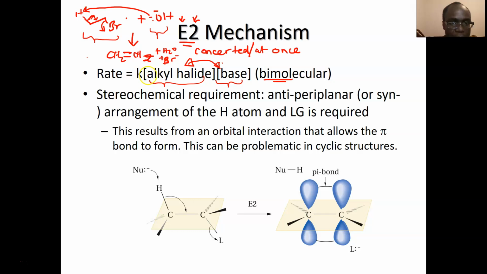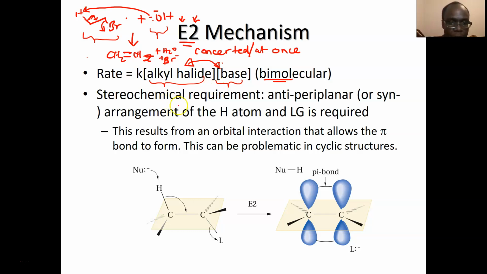This is bimolecular. If you double the concentration of alkyl halide, that means if you add more alkyl halide by doubling, the rate will double. If you double the concentration of the base, the rate will double. If you double both the concentration of the alkyl halide and the base, the rate will quadruple. Okay?